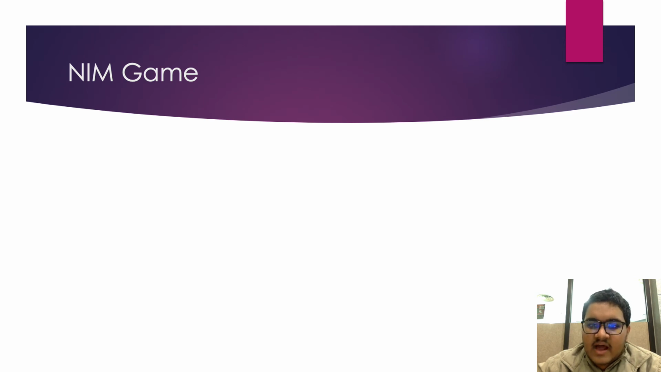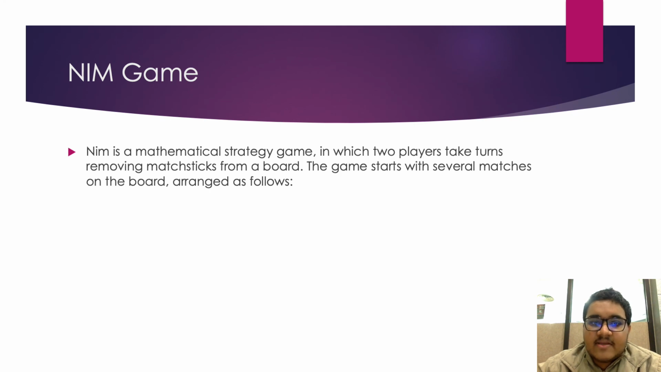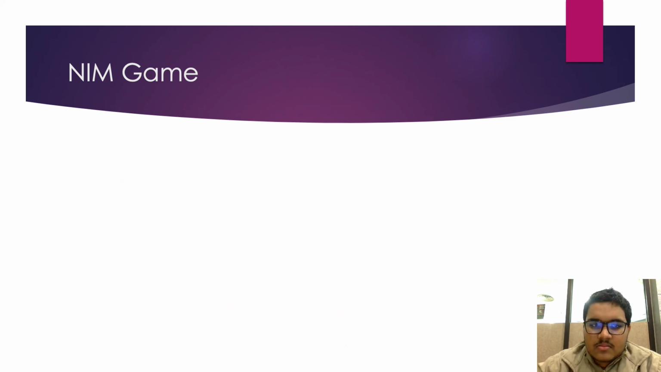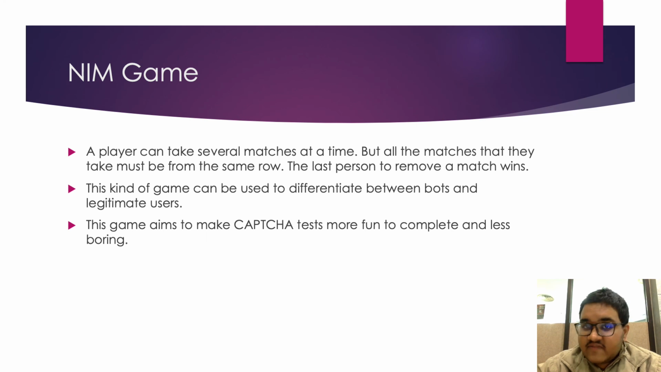Another kind of game that I am planning to do is known as the NIM Game. This is a mathematical strategy game in which two players take turns removing matchsticks from a board. The game starts with several matches on the board, which are arranged as follows. A player can take several matches at a time, but all the matches that they take must be from the same row. The last person to remove a match wins. This kind of game can be used to differentiate between bots and legitimate users. This game aims to make CAPTCHA tests more fun to complete and less boring.